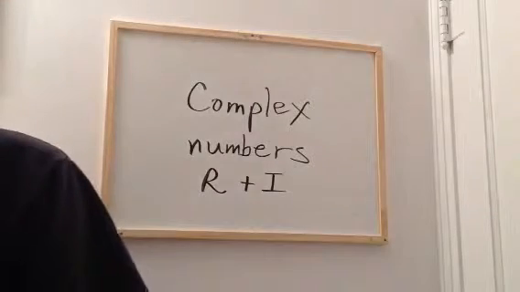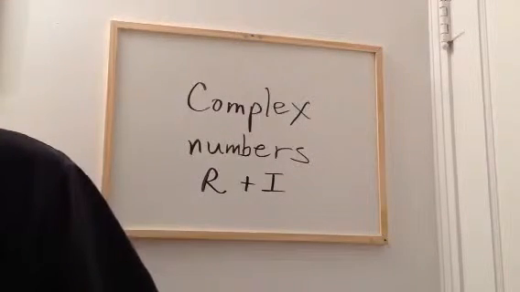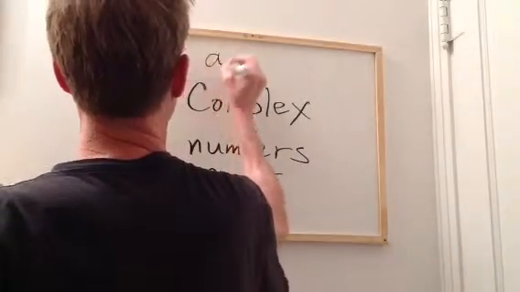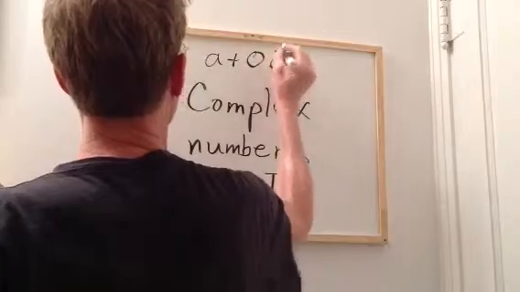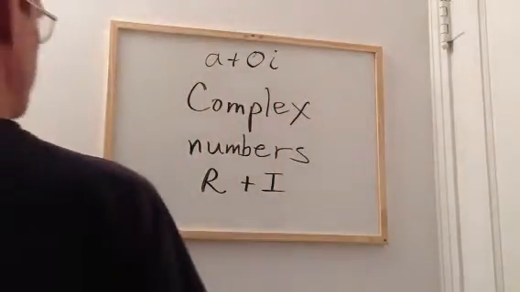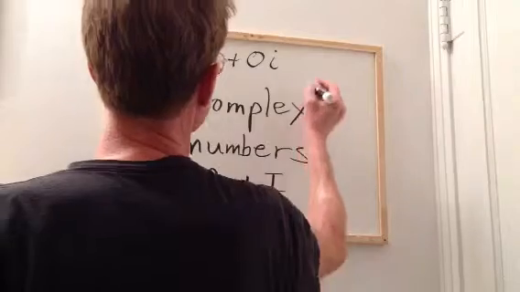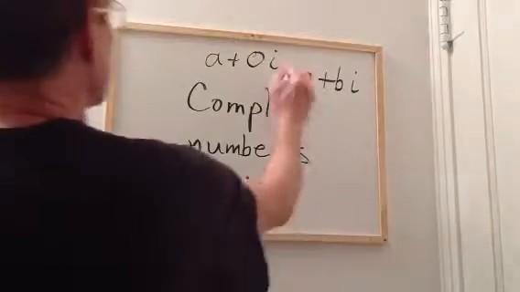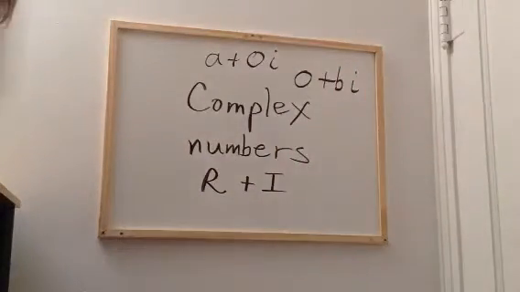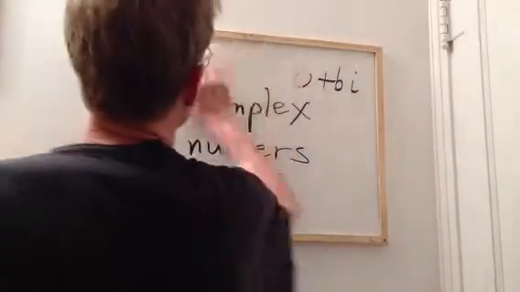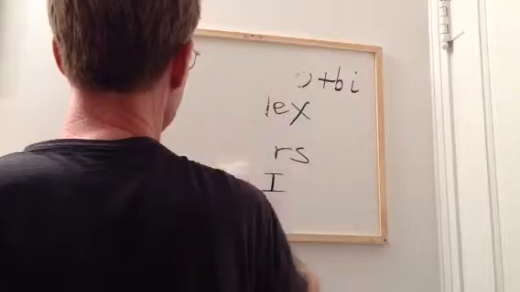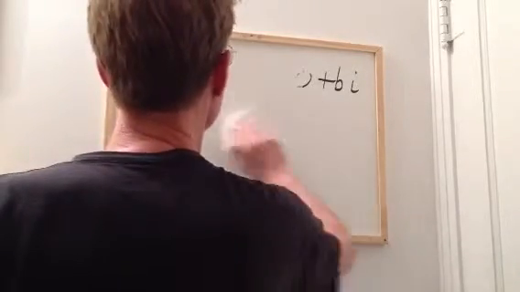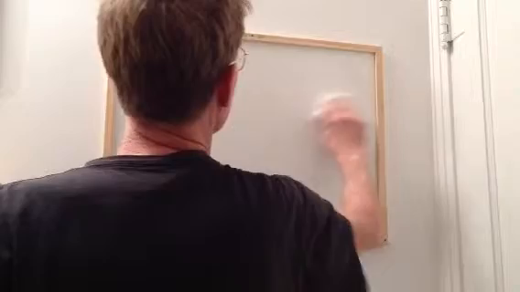Of course, special instances exist. All real numbers are complex. They're simply of the form a plus 0i, where a is a real number. All imaginary numbers are complex. They're simply of the form 0 plus bi, where b, again, is a real number. But there's all kinds of complex numbers that are neither pure real nor pure imaginary.